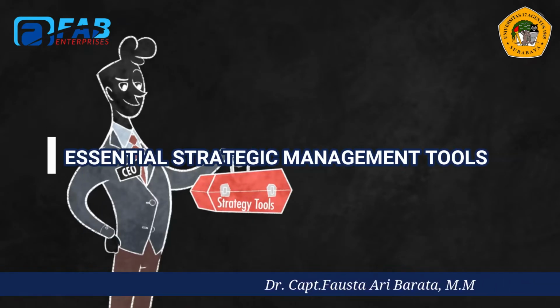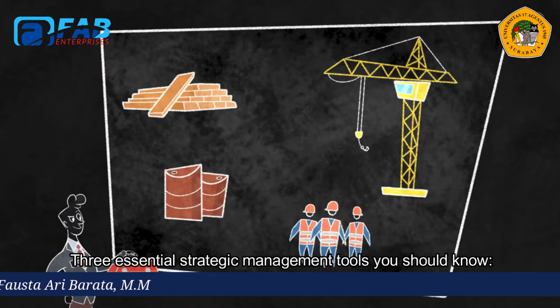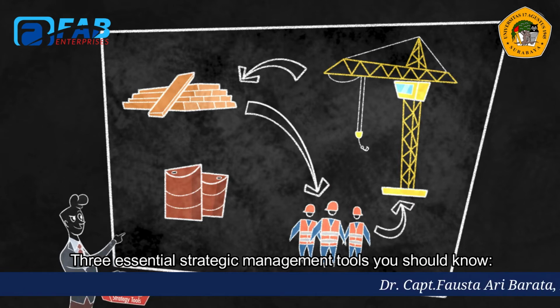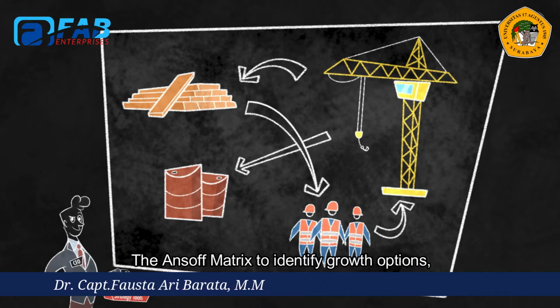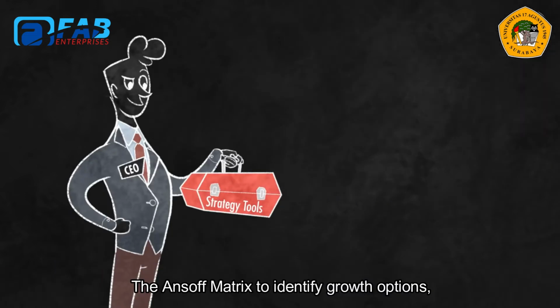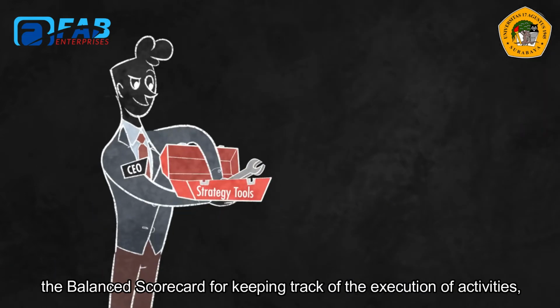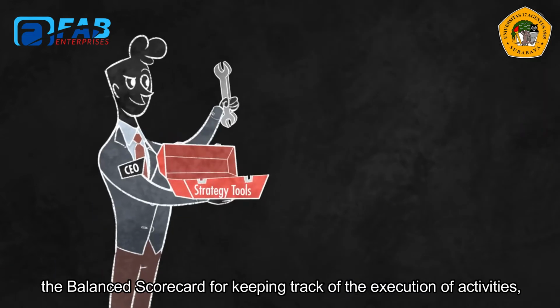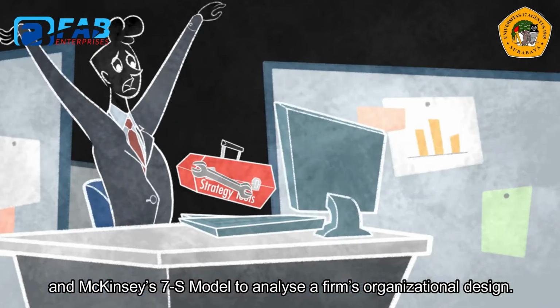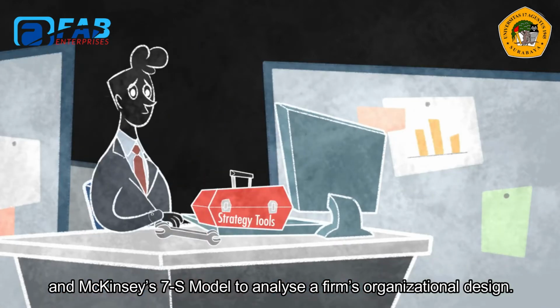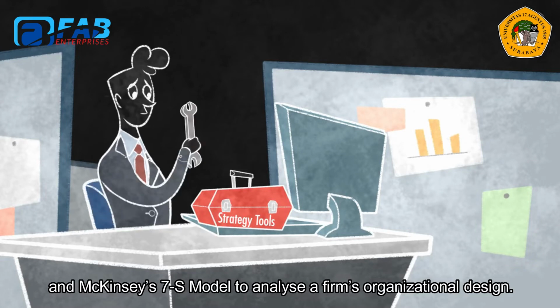Essential strategic management tools. Three essential strategic management tools you should know: the Ansoff matrix to identify growth options, the balanced scorecard for keeping track of the execution of activity, and McKinsey's 7S model to analyze a firm's organizational design.